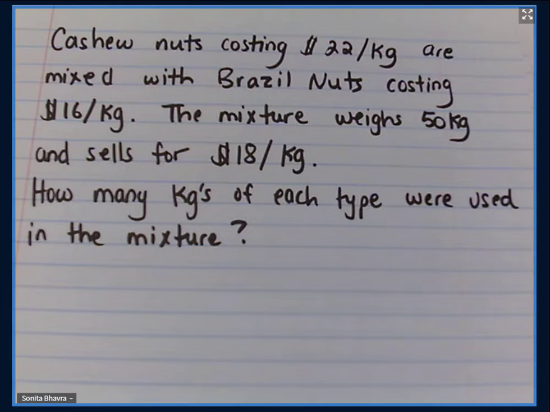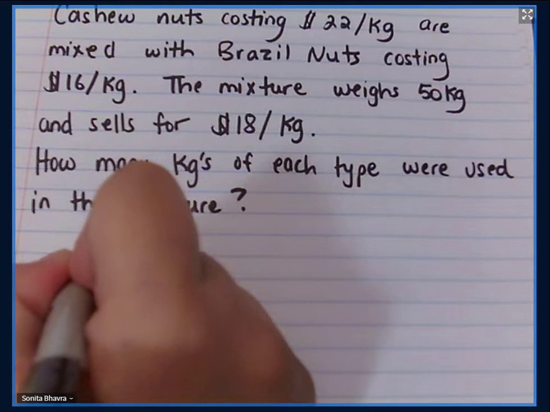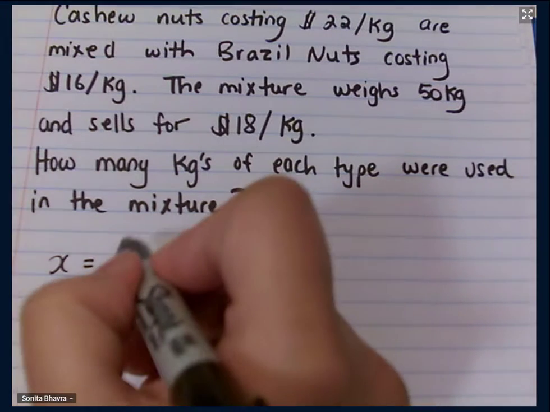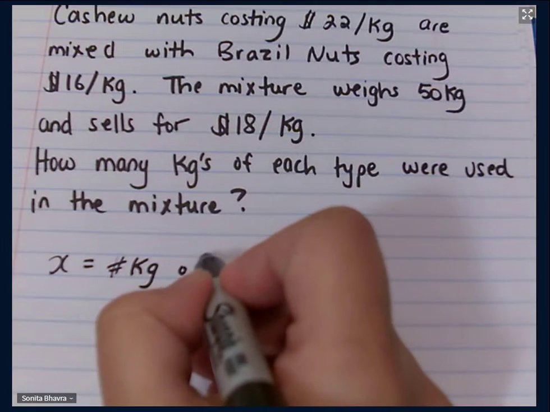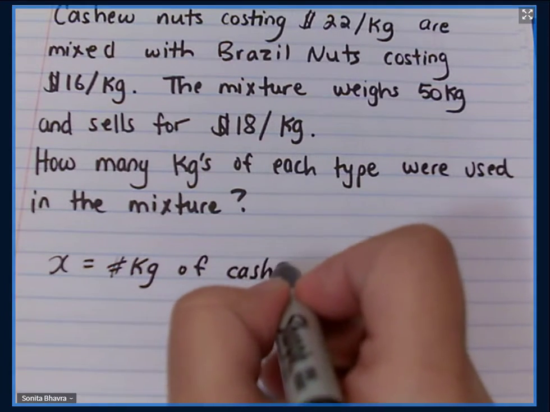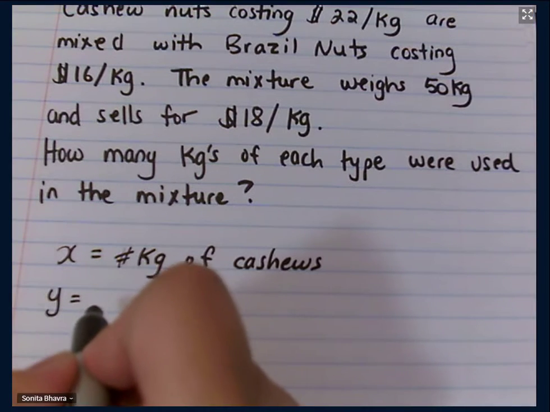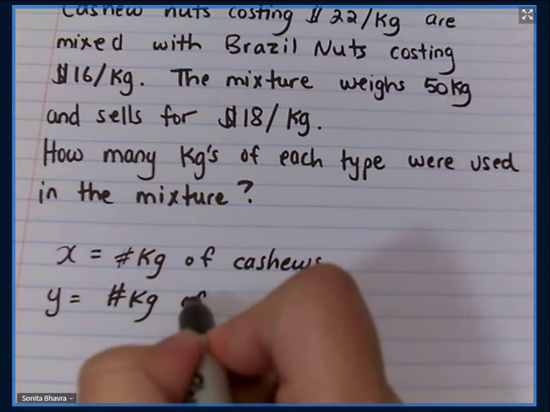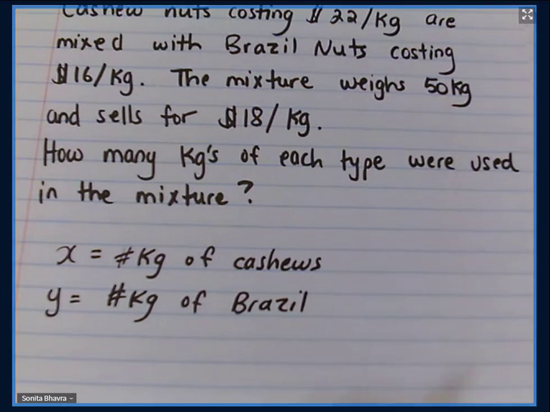All right, so let's start by representing our variables. We'll call x the number of kilograms of cashew nuts, and y we'll say is the number of kilograms of the Brazil nuts.